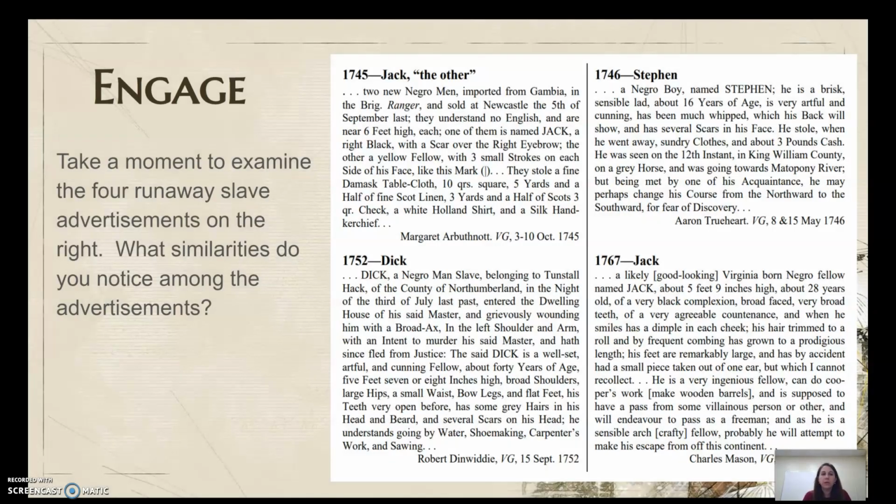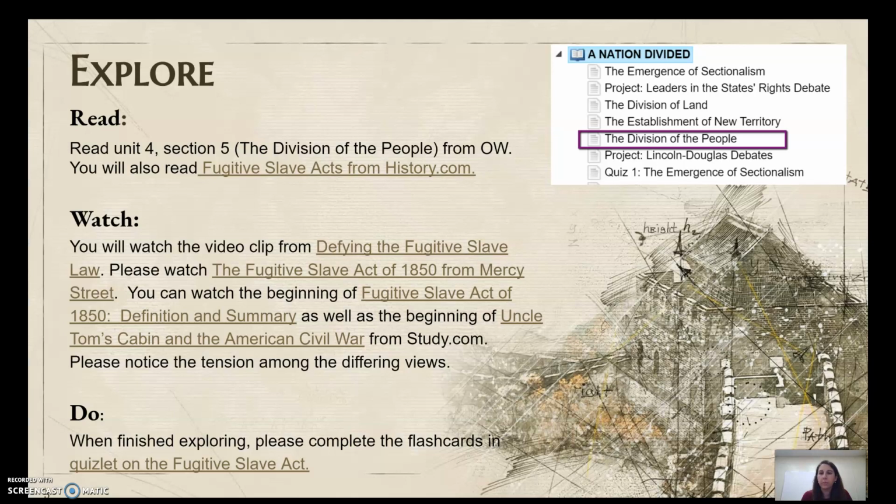I want you to take a moment to examine the 4 runaway slave advertisements on the right. What similarities do you notice among the advertisements? I'll give you a little bit to look at those and think about what some of the similarities are amongst them. Obviously, you can pause it if you want to spend a little bit more time on that.